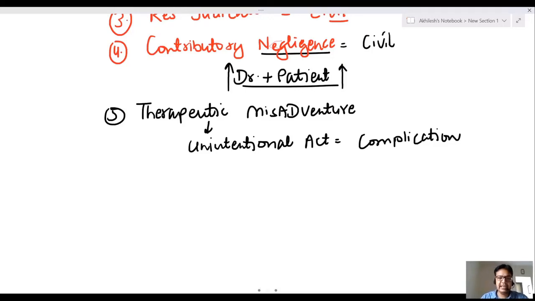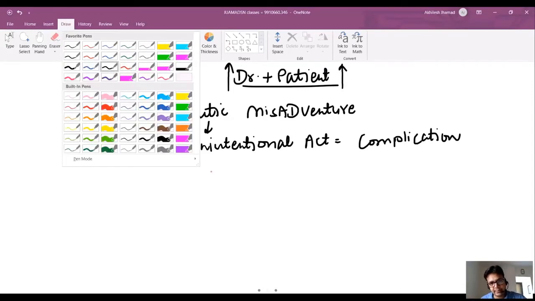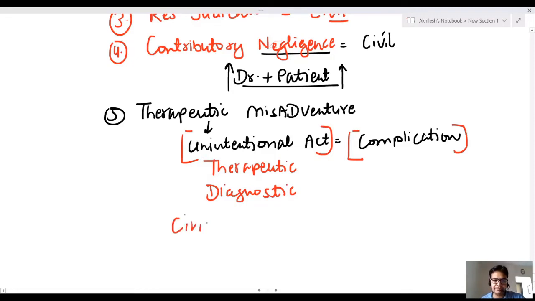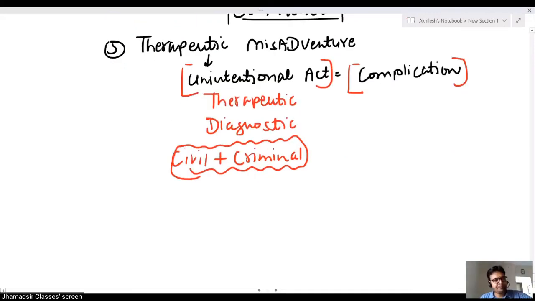Now, sir, this unintentional act may be therapeutic first, maybe diagnostic, and maybe other. But sir, the main thing here is it is an unintentional act leading to complication. Now, sir, this is a defense in civil as well as criminal negligence.